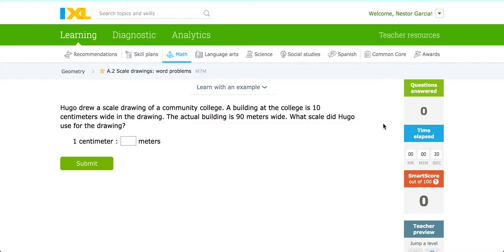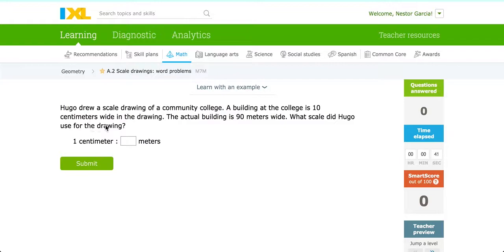Scale drawings, word problems. Let's go ahead and start with this first problem. Hugo drew a scale drawing of a community college. A building at the college is 10 centimeters wide in the drawing. The actual building is 90 meters wide. What scale did Hugo use for the drawing?